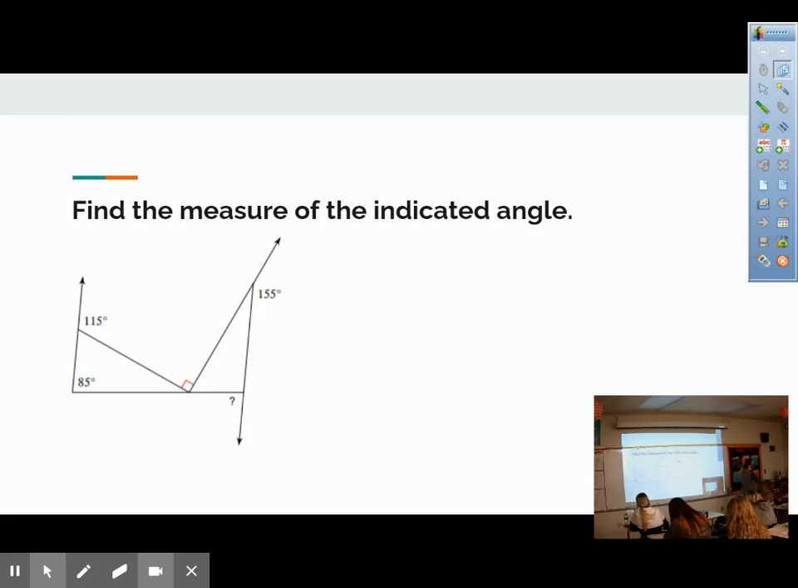What I would do is find one angle that you can find the measure of, and once you do, put that number in there. Then after you find that angle, see if there's another angle you can find. And then just keep doing that until you make your way to the angle that's marked.